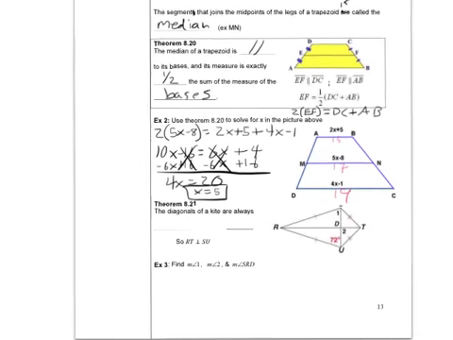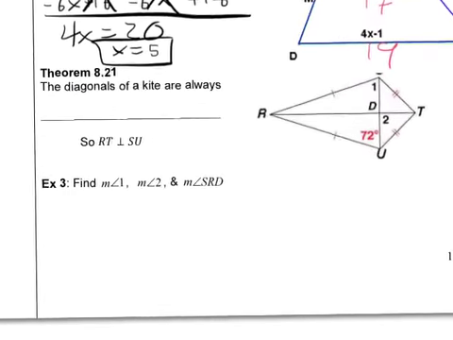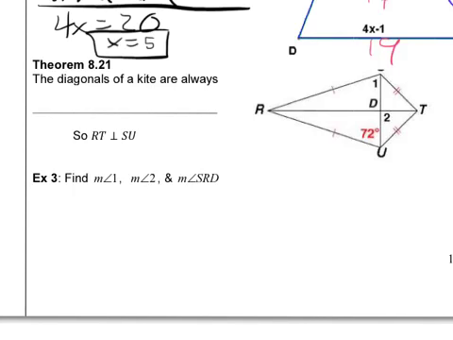Okay, we're almost done with these notes. Here we go. This is the last thing. The diagonals of a kite are always perpendicular. And that's a little symbol right there for perpendicular. And what perpendicular means, in case you forgot, is that it makes a right angle. A right angle. So 90 degrees.